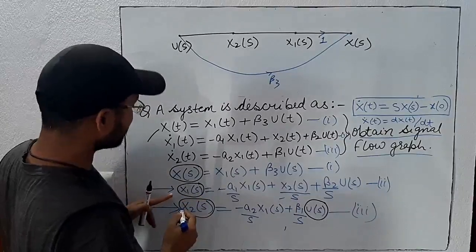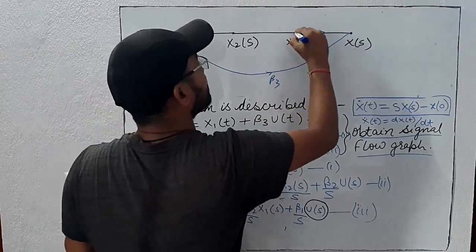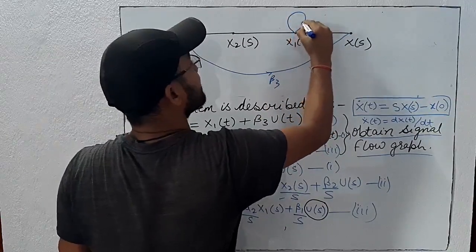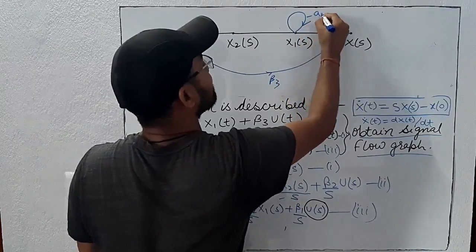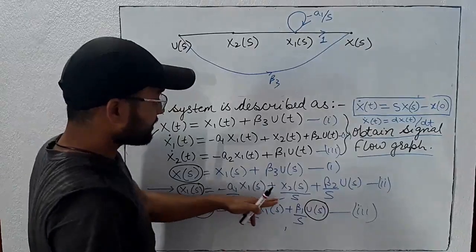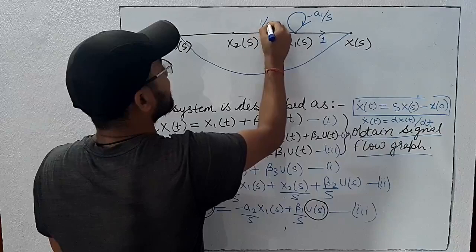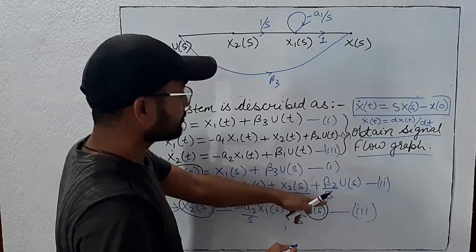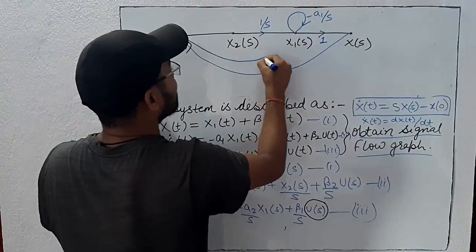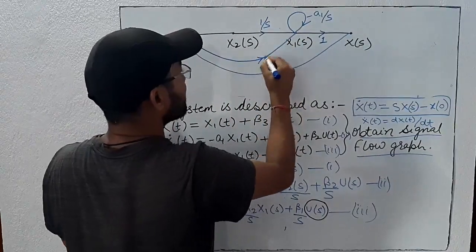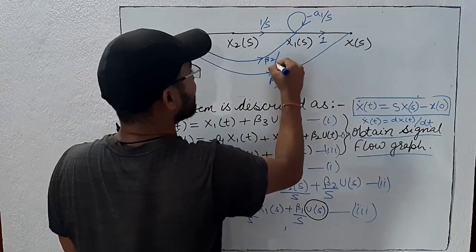Now coming to equation 2, x1(s). x1(s) is equal to minus a1/s x1(s). So a node will start from x1 and it will complete at x1 only, and the multiplicative factor will be minus a1 by s. And x2(s) by s, here we will give 1 by s, and b2 u(s).